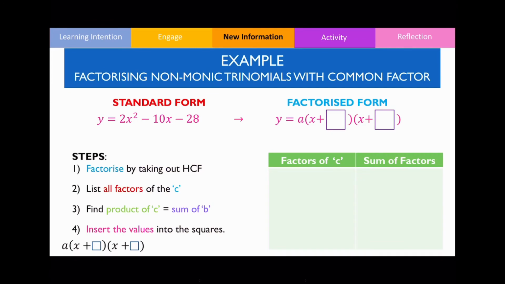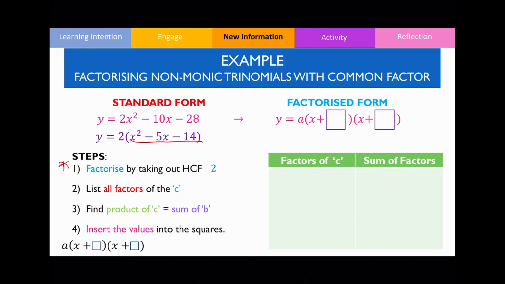I've got y is equal to 2x squared minus 10x minus 28. The only thing that's different is this step over here. What we're going to do first is factorize by taking out the highest common factor. In this case, you'd all agree that the highest common factor is 2. So since 2 is the highest common factor, I'll remove 2, put it on the outside of the brackets, and now I'm left with x squared minus 5x minus 14 within the brackets.